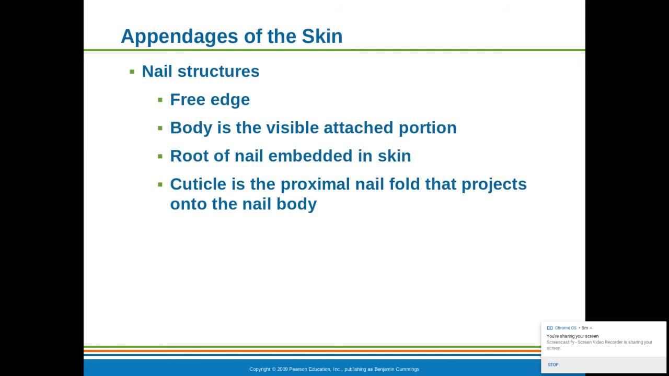That's it. So the different structures that we have: the free edge, we have the body that's visible, the attached portion, what we generally call the nail. We have the root of the nail that's embedded within the skin, and then the cuticle is the proximal nail fold that projects onto the nail body.